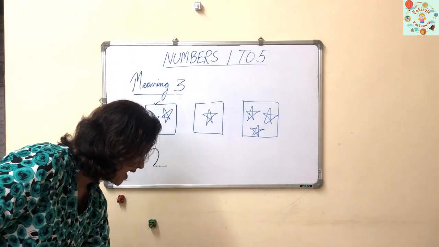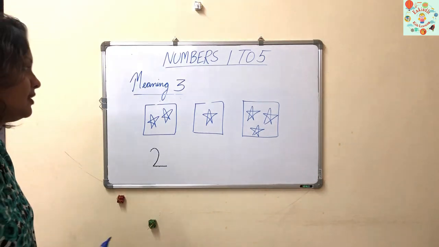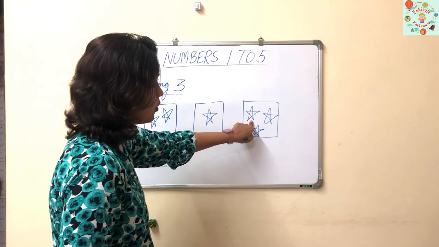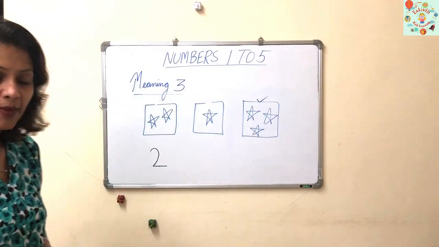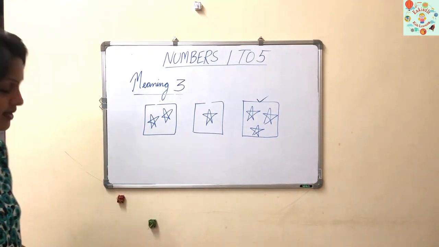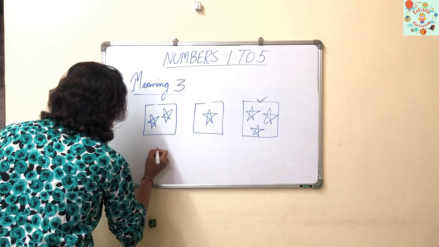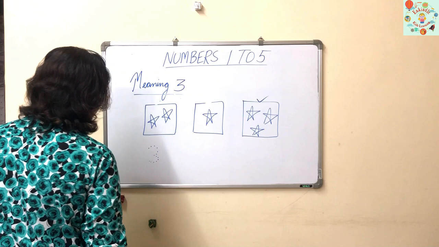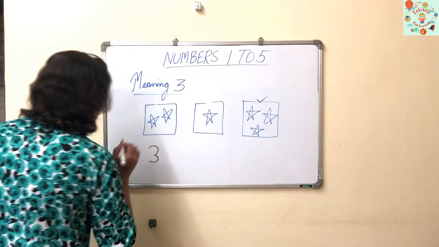Move on with the activity. As I have already drawn here, ask them to tick the box which has three objects. Here they know this is two, they know this is one, then definitely they will move on here. 1, 2, and 3. That means this is the right answer for number three. Then the last point is you will have to ask them to trace and write it. So let me show you how to trace number three. Trace and write number three.